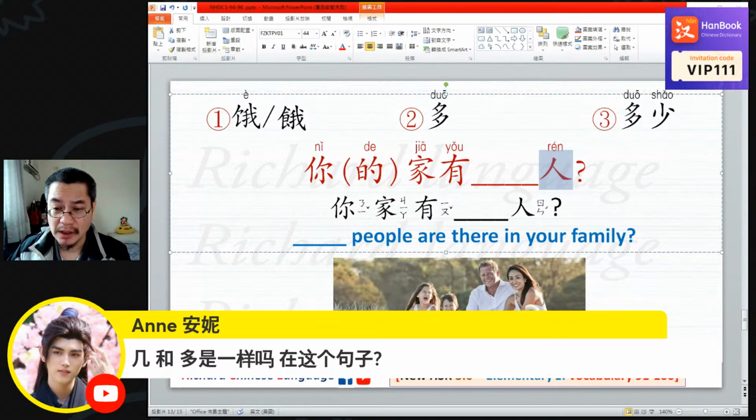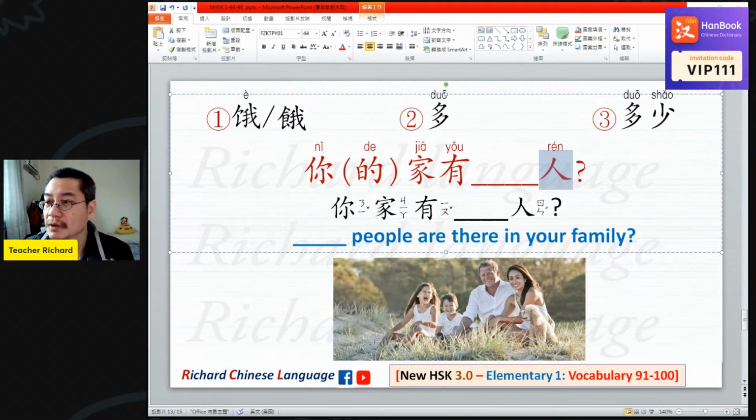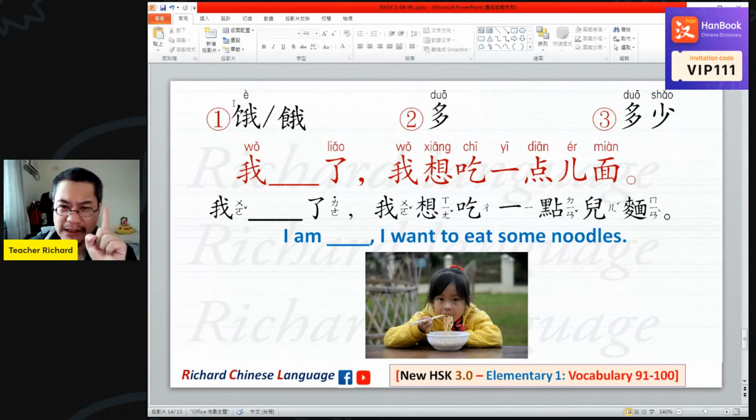几跟多少? Yeah, here, 多少 and 几 mean the same thing. Okay, so you can say 几个人, 你家有几个人? Actually, 几 equals 多少. Okay, they have the same meaning. Yeah, 几 equals 多少 in this sentence pattern. Okay, so let's continue. Question number 2.